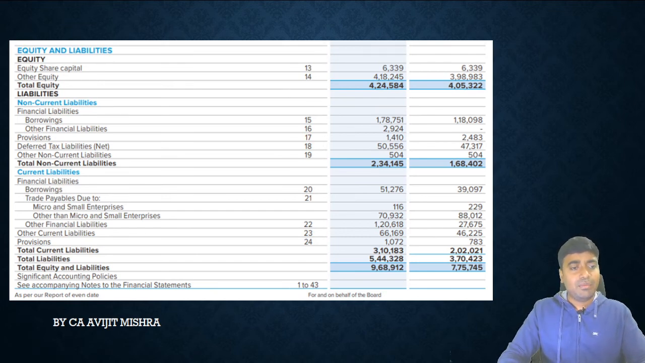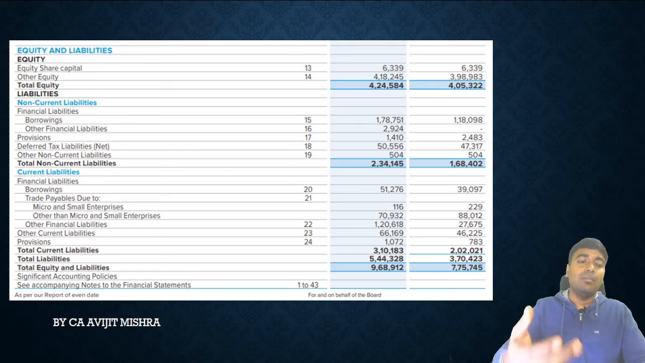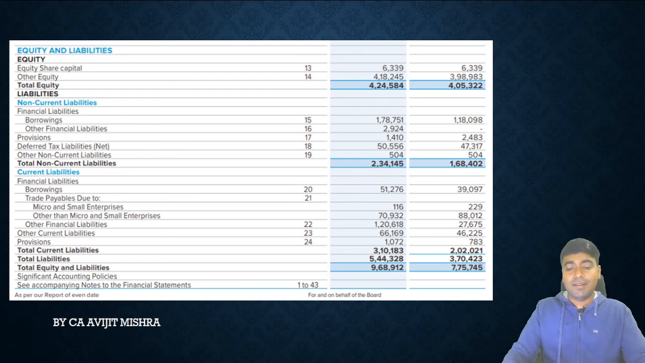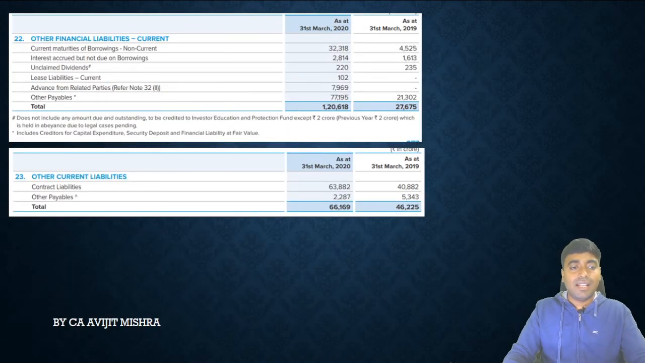In the same manner, trade payable due to micro and small enterprises and other than micro and small enterprises. Trade payable is basically, as Reliance is also purchasing a lot of goods from the market, it has to pay the money to the vendor. That is called the trade payable. From the reporting point of view, they disclose it as micro and small enterprises and other than micro and small enterprises. The second thing is other liabilities, which is not coming in this category, and then the total liability and total equity and liability. So that is all about this balance sheet.